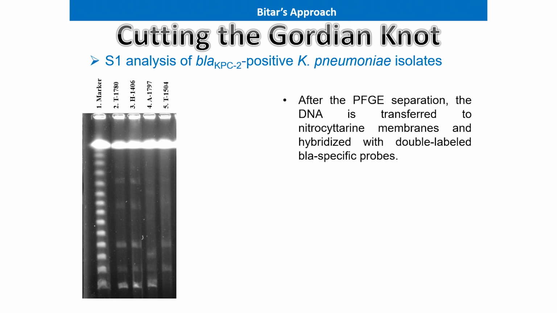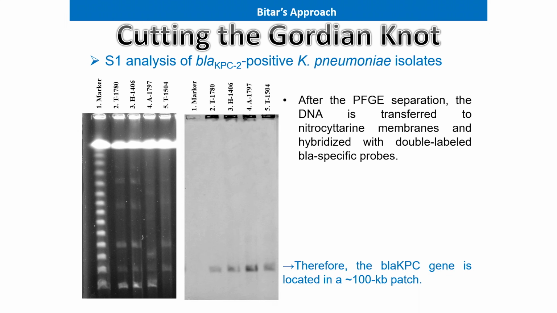So it's called S1 nuclease pulsed-field gel electrophoresis. So you extract your plasmids, make plugs, and then you digest it with S1 nuclease, which will actually linearize your plasmid. You do pulsed-field gel electrophoresis, and then you transfer your DNA onto a positively charged membrane, and then hybridize it with double-labeled probes for your specific gene. For example, here we found out that the KPC was carried by a plasmid that is almost 100 kb long. So now you have the approximate length of your plasmid.